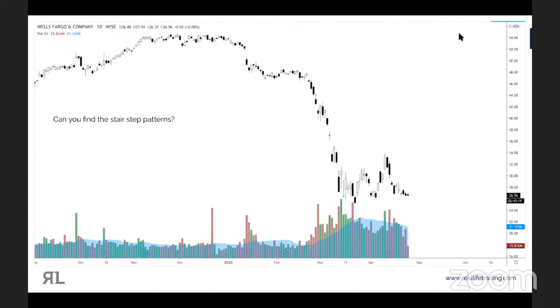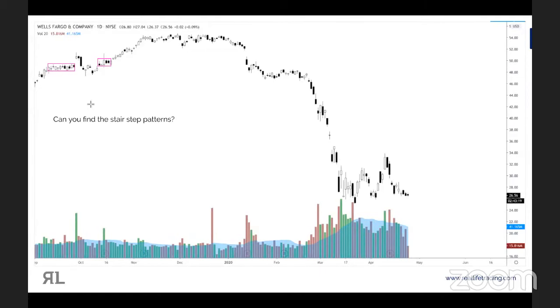So on this particular chart, can you find a or the stair step pattern? What are you guys saying? Can you see them? I'm gonna highlight them. Now we got some over here. Yep, definitely some stair step patterns there. A little bit of a stair step pattern there. This is kind of like a flag pattern. Again, you could definitely call this a flag.